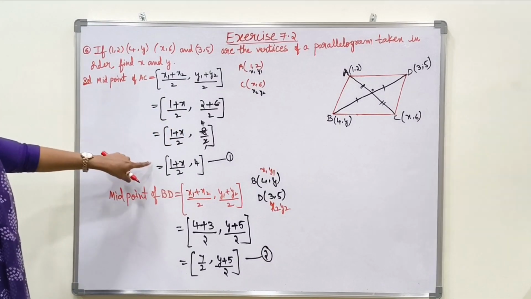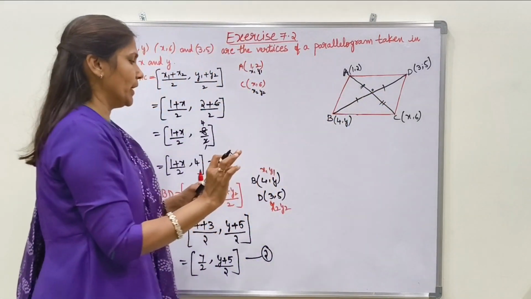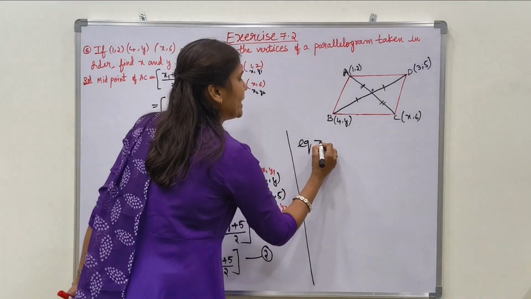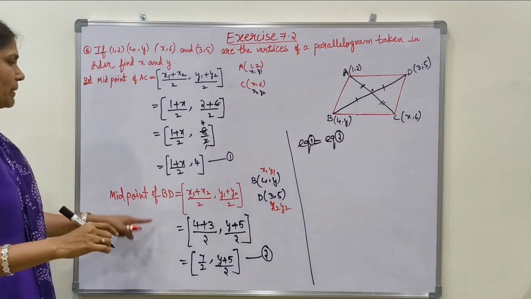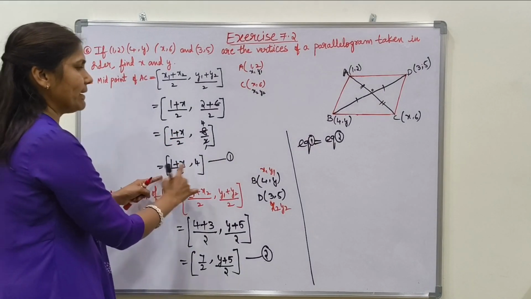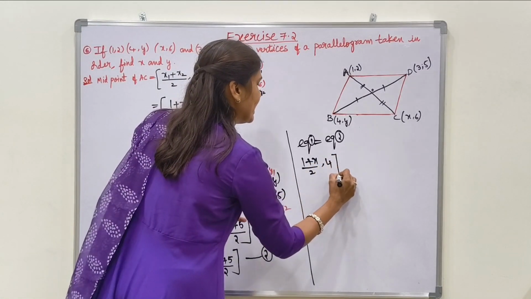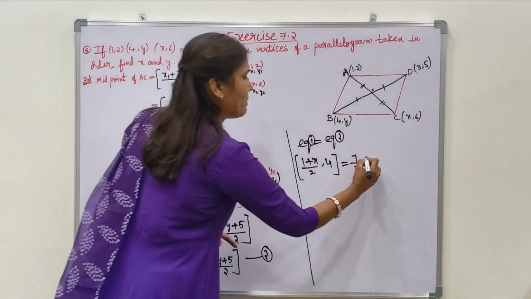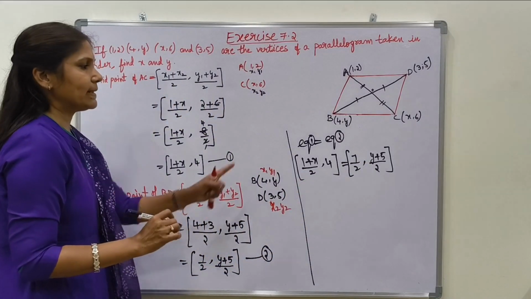This is the midpoint of AC, and this is the midpoint of BD, and it is the same point O. Since both are the same midpoint, we can take the first equation equal to the second equation. First equation: (1 plus x) by 2 comma 4, is equal to the second equation: 7 by 2 comma (y plus 5) by 2.